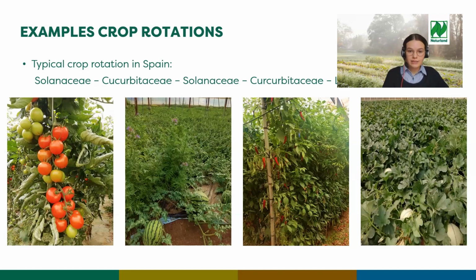and then a Cucurbitaceae crop like melon again. And then in the second or sometimes also third year, there finally would be a legume or other crop, a cover crop like field mustard.